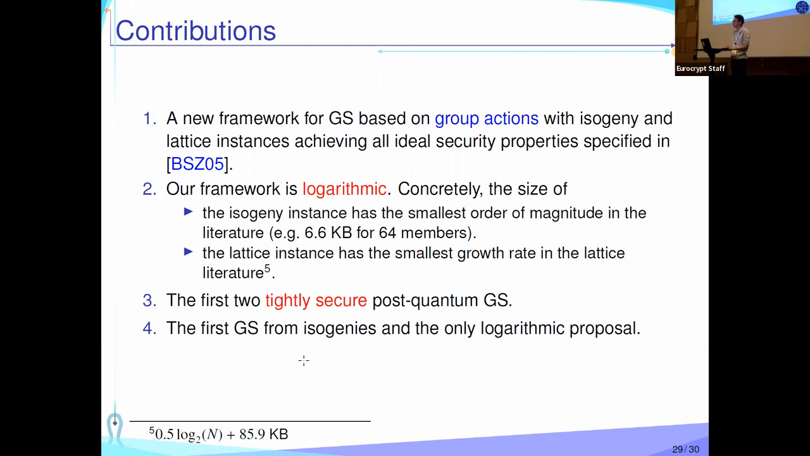You mean the verification key? The verification time for the signature. Sorry, what did you mean? The computational cost of the verifier, I think, is the question. Yeah, exactly. If there are n members in the group, then you still have to do n times group action checks.